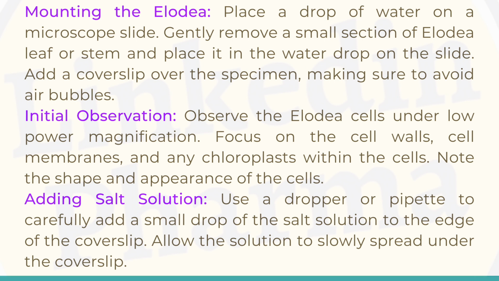Initial observation. A. Observe the Elodea cells under low power magnification. Focus on the cell walls, cell membranes, and any chloroplasts within the cells. B. Note the shape and appearance of the cells. Adding salt solution. A. Use a dropper or pipette to carefully add a small drop of the salt solution to the edge of the cover slip. Allow the solution to slowly spread under the cover slip.